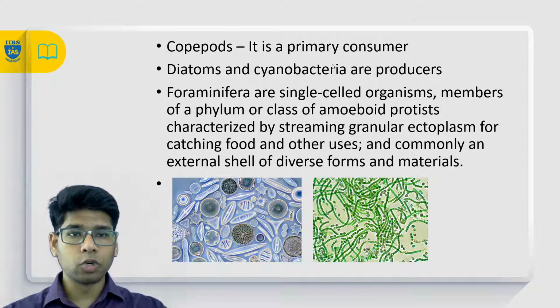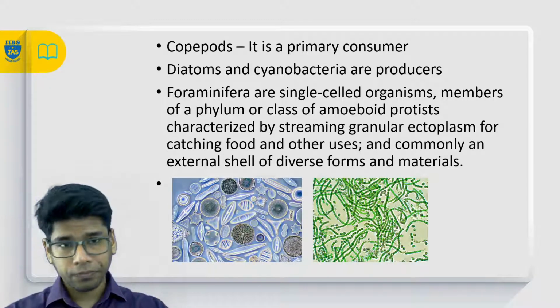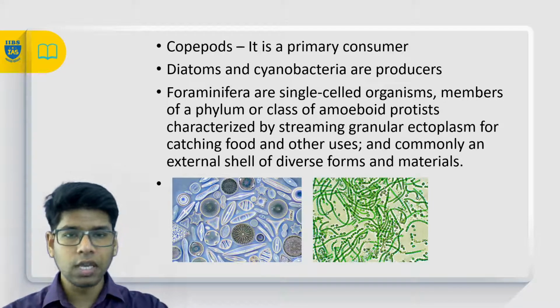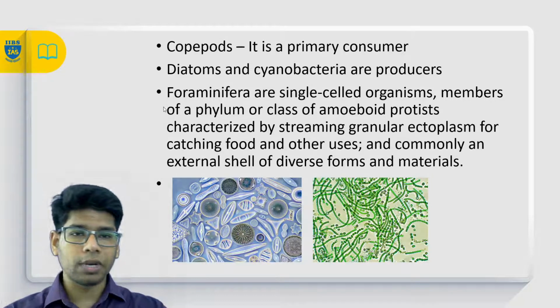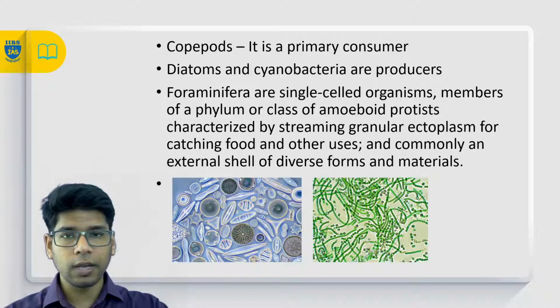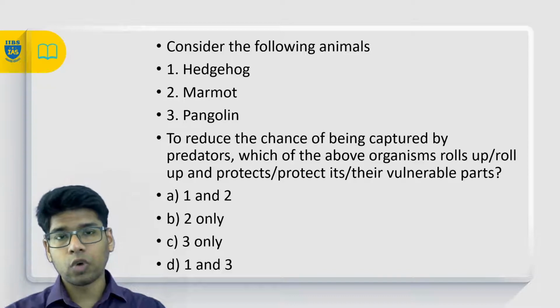So the copepods are the primary consumers, as you can see, and the diatoms and cyanobacteria are the producers, and foraminifera are single-celled organisms which belong to the protista. The protista are unicellular organisms, where all the amoebas, the small organisms with granular ectoplasm, come into this group, right? So these are foraminifera, single-celled eukaryotic organisms, please do remember that. The diatoms and the cyanobacteria are the primary producers in the aquatic ecosystem, or the saltwater ecosystem.